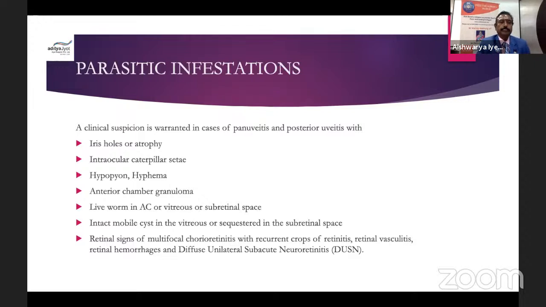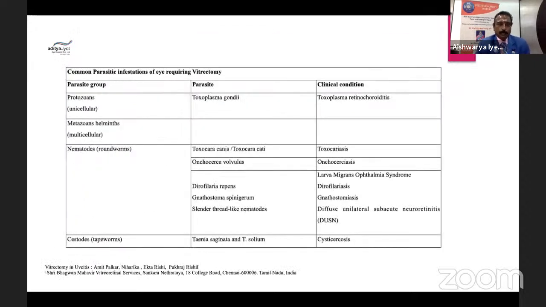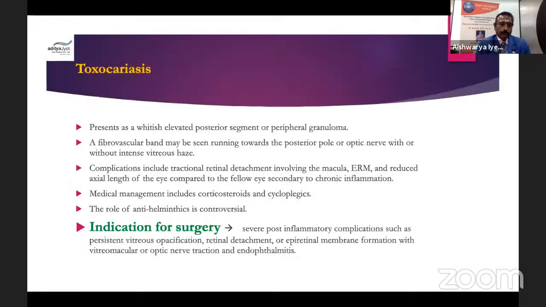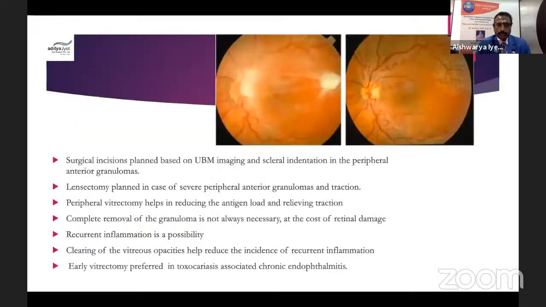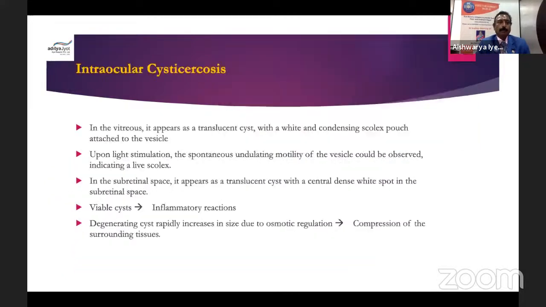And parasitic infections, and I think you have protozoans, toxoplasma retinochoroiditis, and toxocariasis. And also you can see the toxocariasis granuloma with the epiretinal membrane, and we can remove that, and you can see the laser marks, and then the fundus photo post vitrectomy.